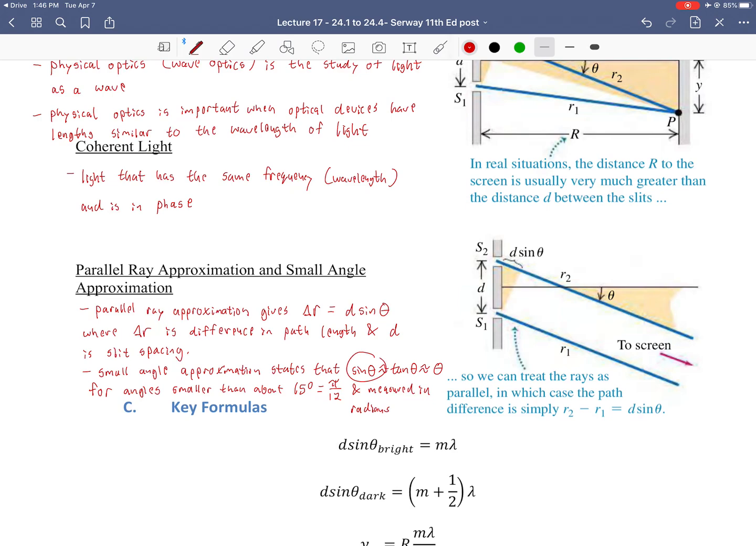The reason this approximation only works in radians is because look at what we're saying. We're literally saying that sine theta, if you plug that into a calculator, is going to give you a value that is equal to theta, like literally numerically equal to it.